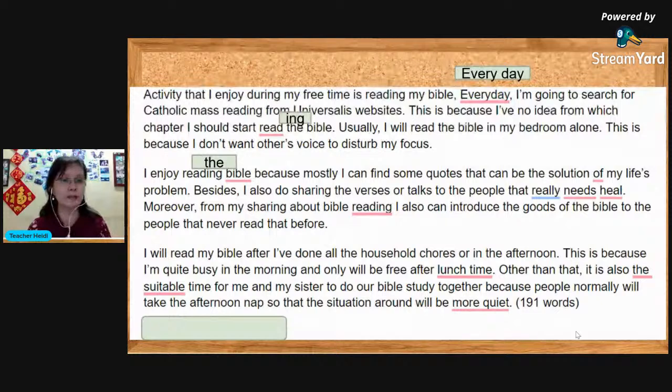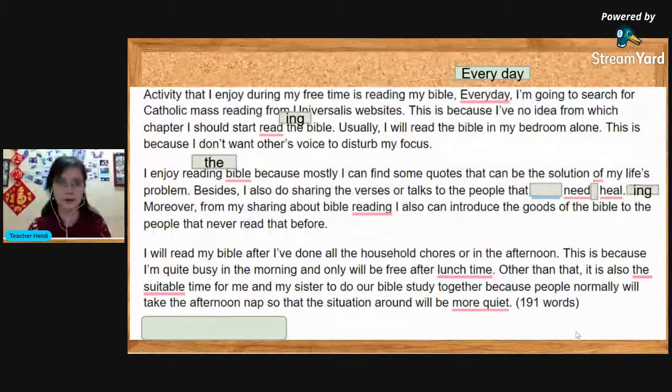"So I enjoy reading the Bible because mostly I can find some quotes that can be the solution of my life's problem. So beside, I also do sharing the verses or talks to the people that needs healing." Okay, really you can omit that. Needs, you do not need to use s there, because the people is plural. You don't need s.